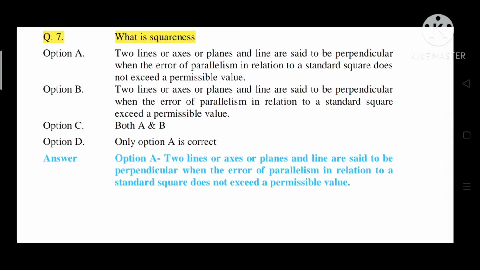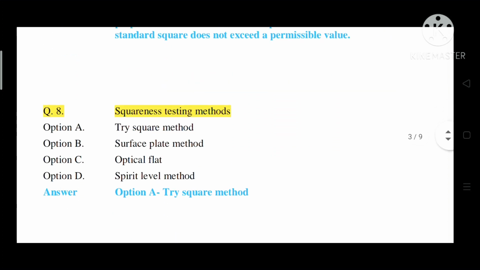So correct answer is option A, that is two lines or axes or planes and lines are said to be perpendicular when the error of parallelism in relation to a standard square does not exceed a permissible value.